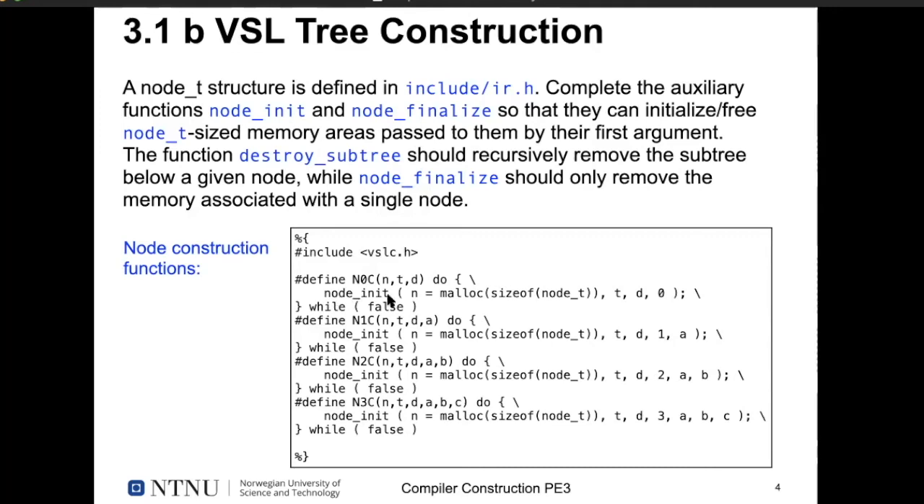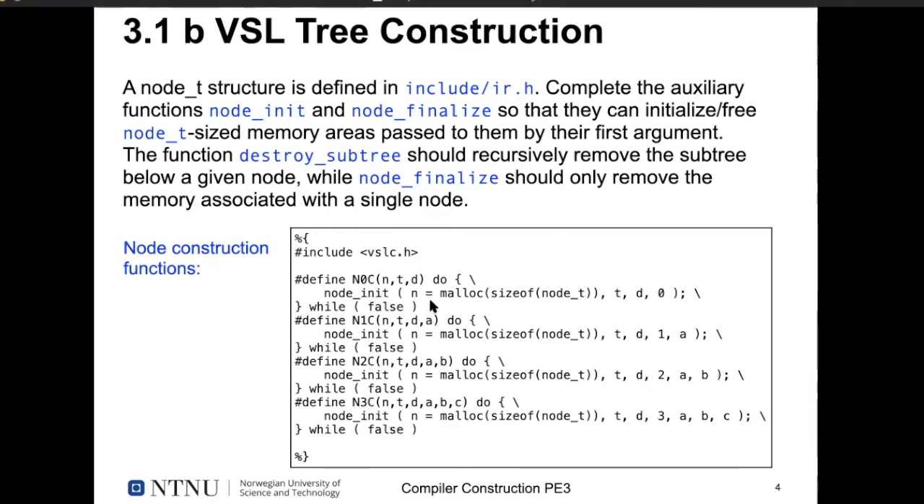So you have these node init functions, and here we can do some tricks to make typing easier. We can define macros that just help you use the node construction functions. We call them N0C, N1C, N2C, and N3C. What we can have in our tree here is nodes with actually 0 child nodes. We can have nodes with 1, 2, or 3.